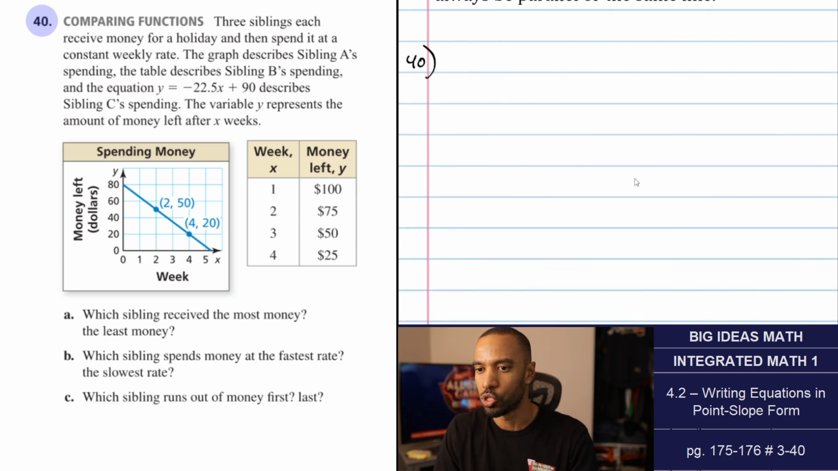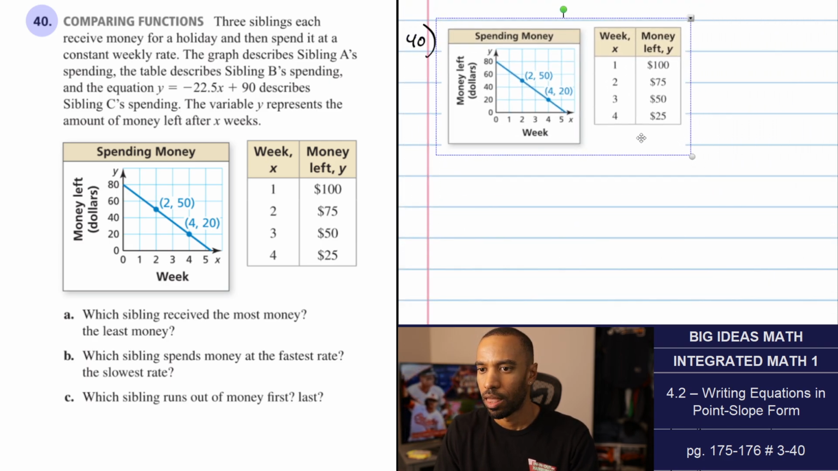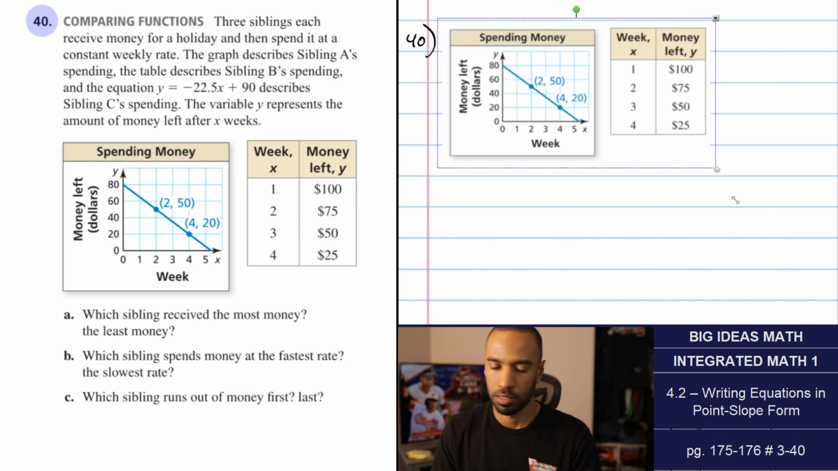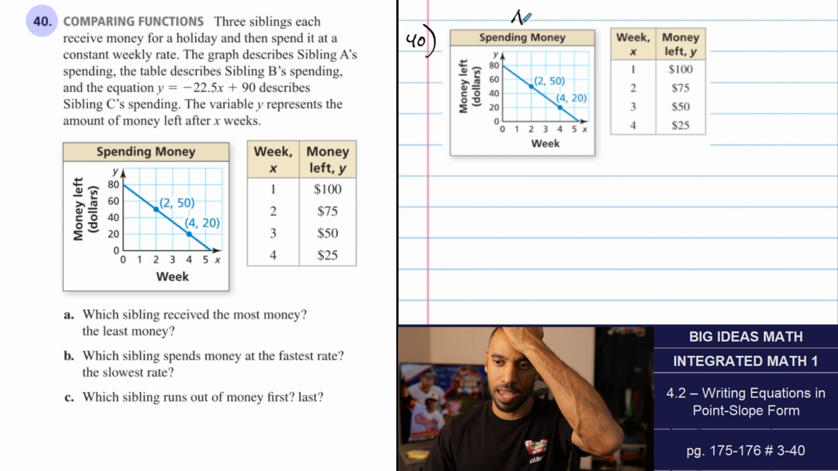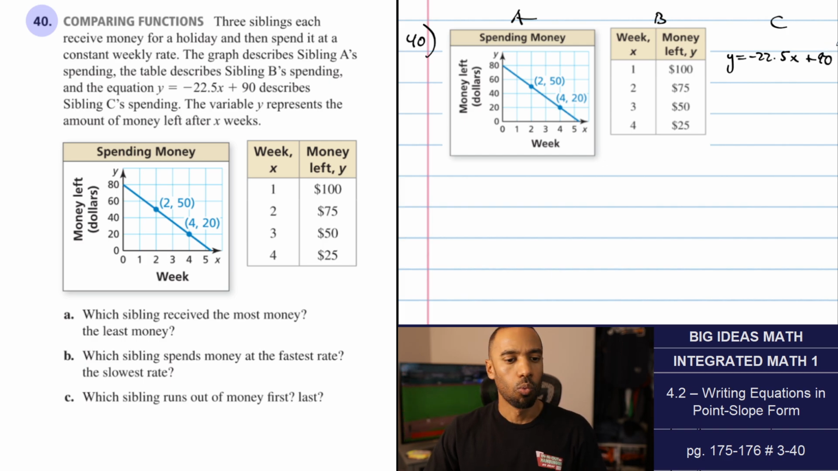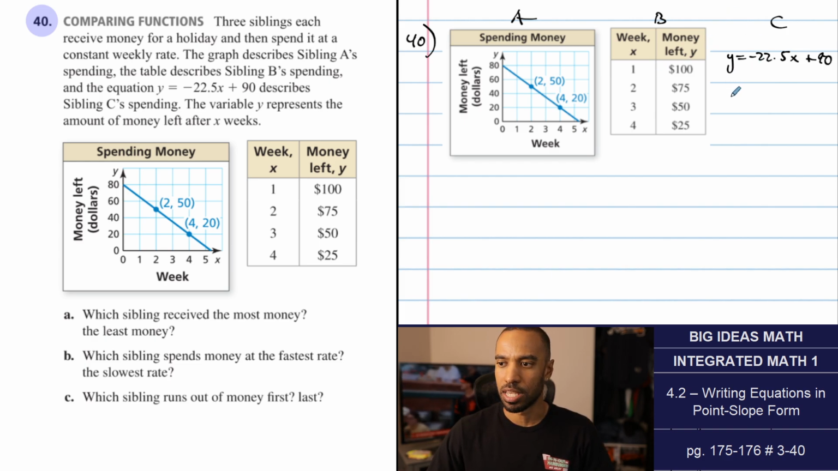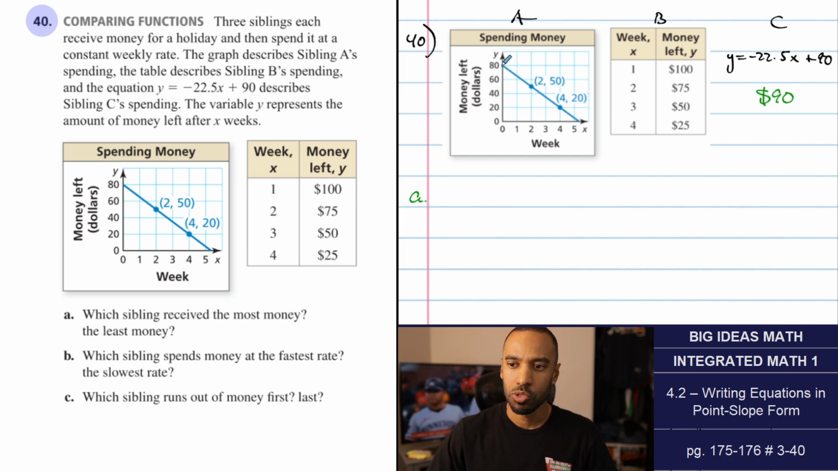I'm going to copy those two visuals, and we're also going to write the other equation. So we have A, B, and C is y equals negative 22.5x plus 90. Now C is in slope-intercept form. All right, they said which sibling received the most money and the least money. Now for us here, we're going to have to know what the y-intercepts are for each. So for part C, I'll put in green, they received $90. This y-intercept here is 80.